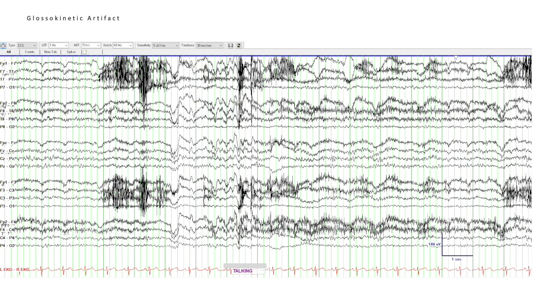This is a bit more challenging of a glossokinetic artifact. Gratefully, the technologist labeled that the patient was talking here. However, you may see that there are these slower waveforms intermixed with a normal alpha rhythm background here. This is due to the patient talking.